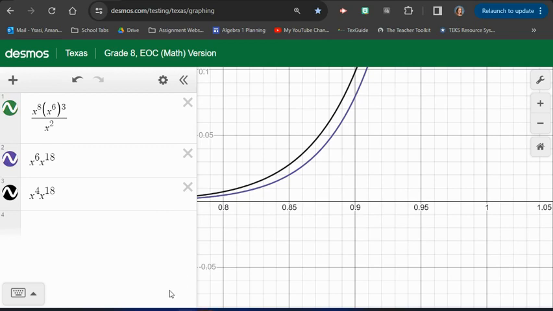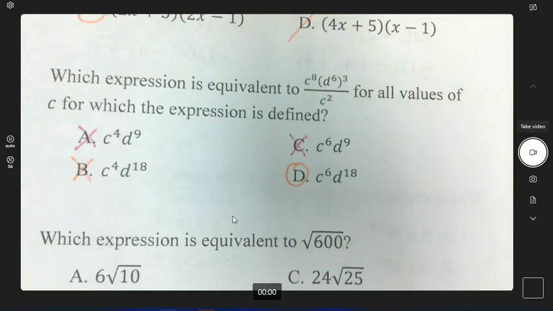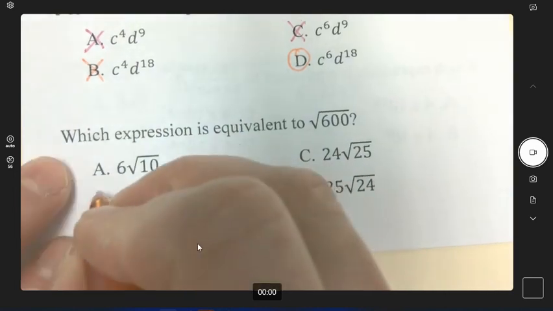Okay, let's look at the last one. What do you notice about the last one? It's our warm-up. Which one was the match on this one? B. Okay.